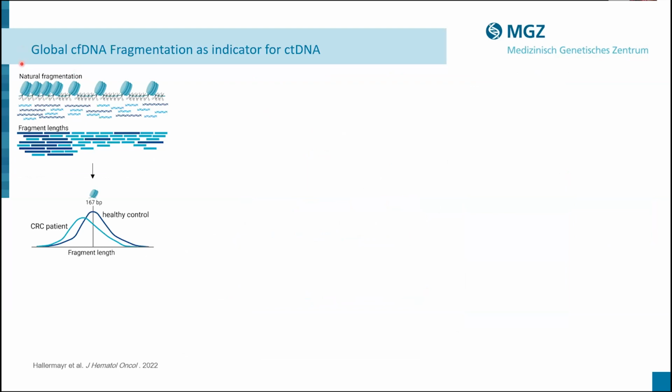So first, looking at the global cfDNA fragmentation as an indicator for circulating tumor DNA. As mentioned before, the natural fragmentation of cfDNA is dependent on the chromatin structure of a patient. When talking about global fragmentation, I'd like to emphasize this profile here. Usually in healthy controls, as this dark blue line shows, we would expect a peak of cfDNA fragment length at 167 base pairs. However, in cancer patients, for example in our study, where we focused on colorectal cancer, we would expect a shift to shorter cfDNA fragments. This shift would be one tool to detect whether a patient has ctDNA present at a certain time point or not.